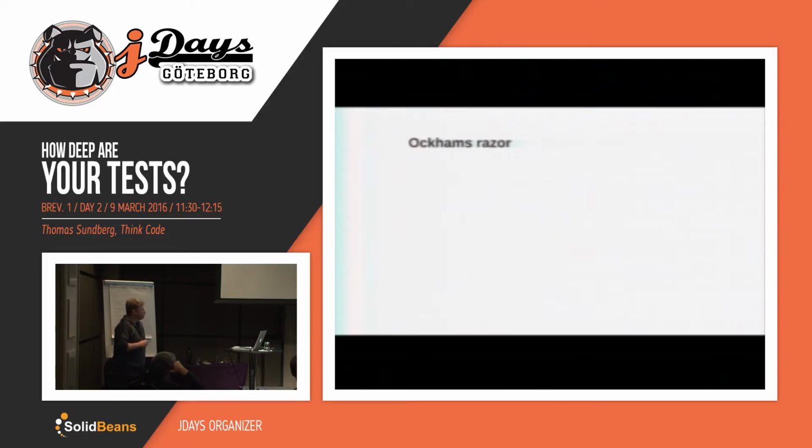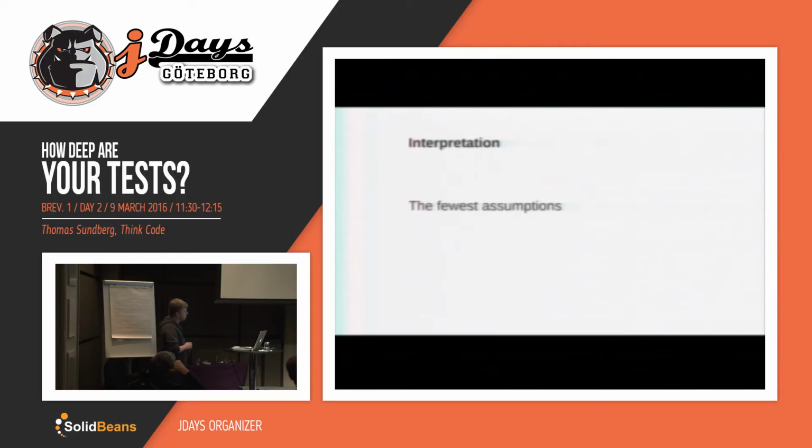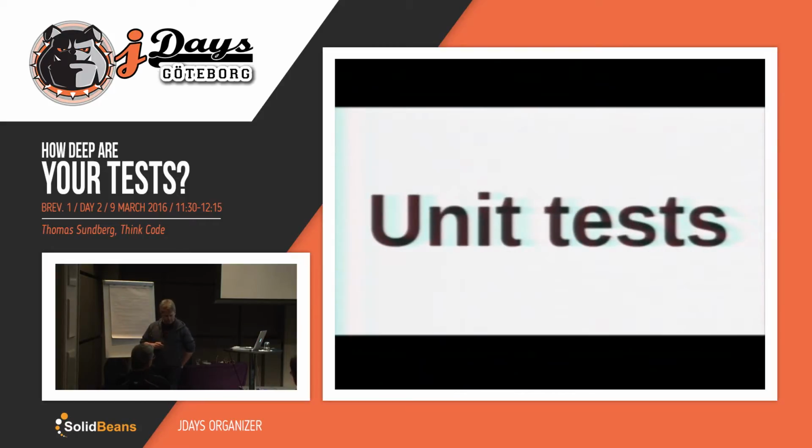Okay, Occam's razor. I'm not sure if this one fits in this presentation. But among competing hypotheses, the one with the fewest assumptions should be selected. Something described by William Occam a long time ago, 1287 to 1347. This is very important within science. We can use this as well to make sure that we work where we have the fewest assumptions. So my interpretation of this is fewest assumptions means less risk. Good. And that leads me to my favorite topic, unit tests.